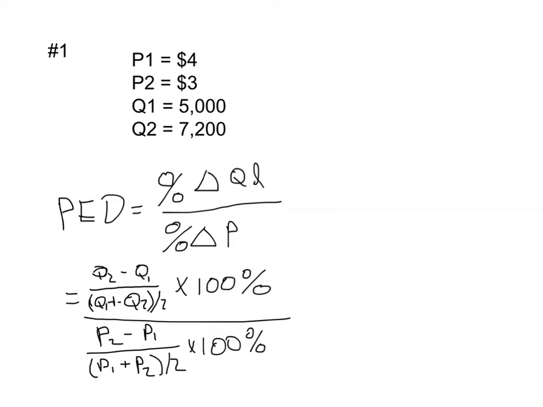To be 100% honest, it really isn't that important whether you have P1 is 4 and P2 is 3, or P1 is 3 and P2 is 4. What is important is that P1 and Q1 match up. So when the price is $4, the corresponding quantity needs to be 5,000. If you put P1 is $4, then Q1 has to be 5,000. If you put P2 as $4, then Q2 would also have to be 5,000. The price and quantity need to match up how they would on the demand curve.